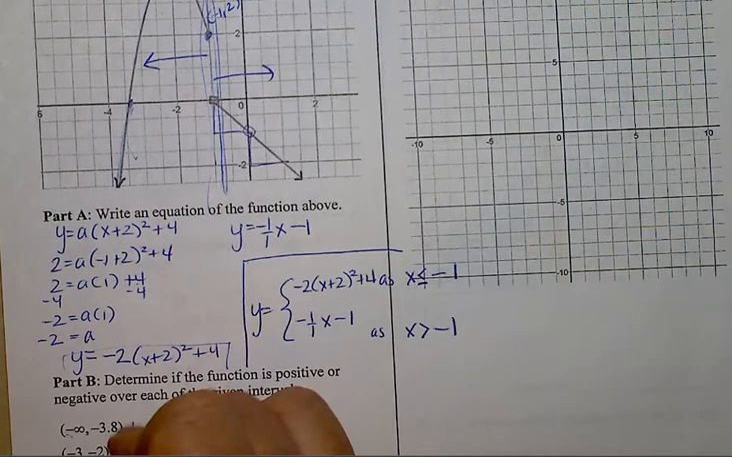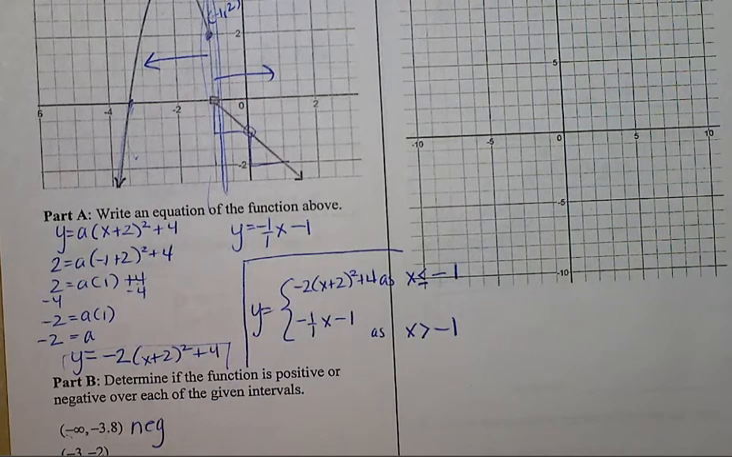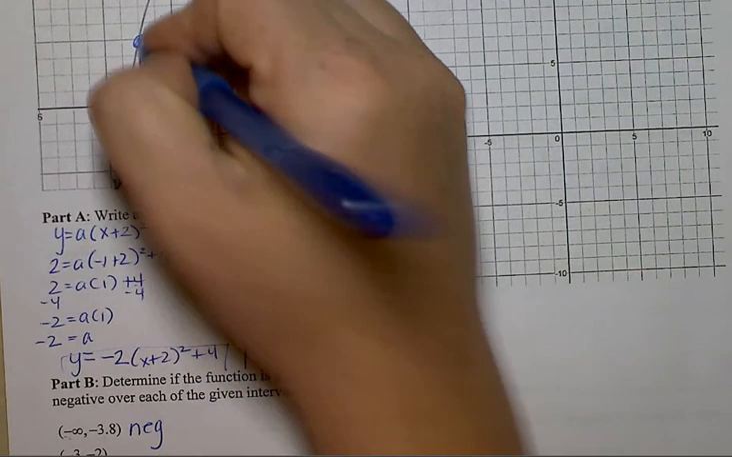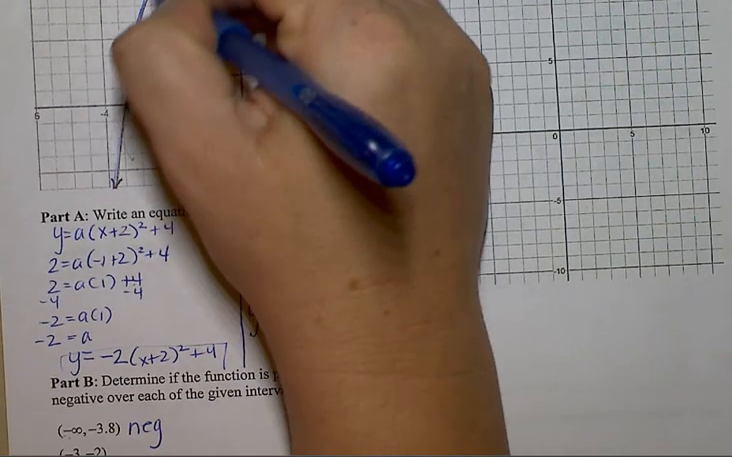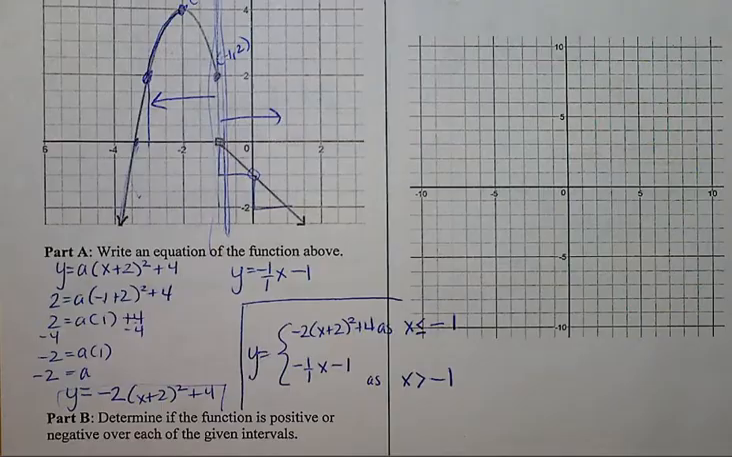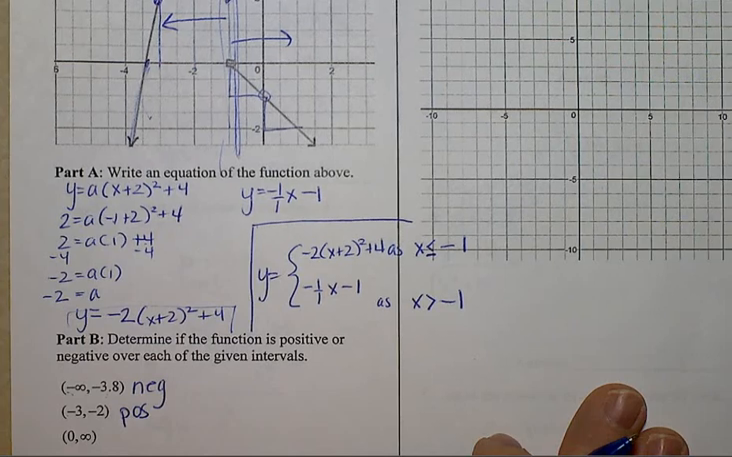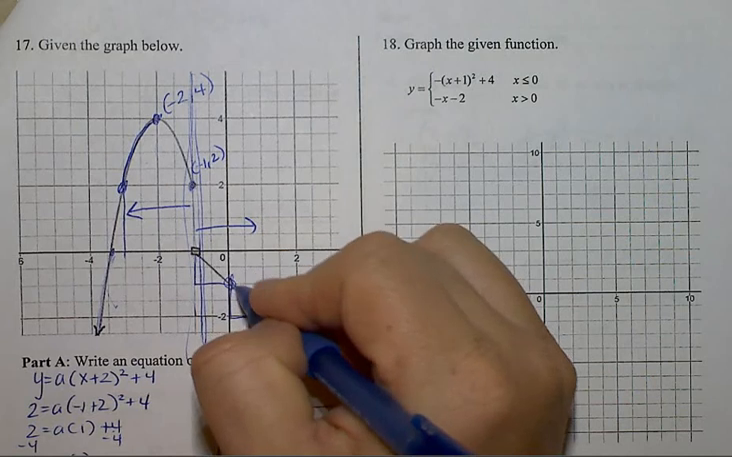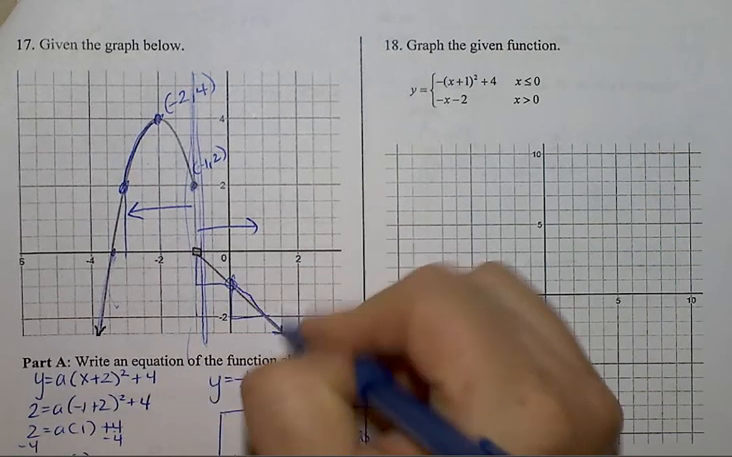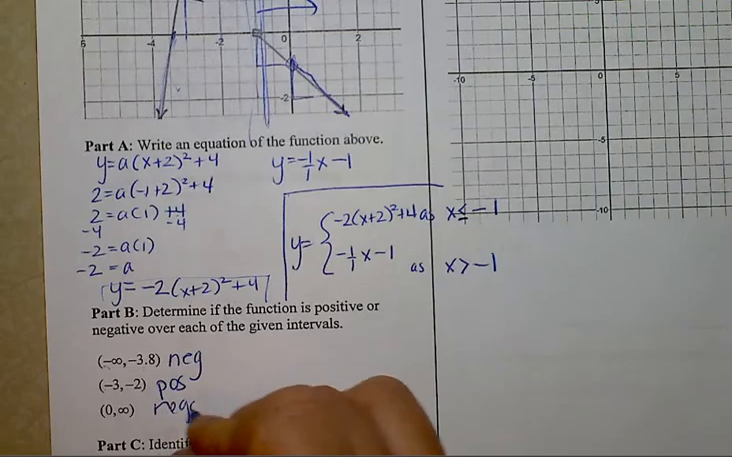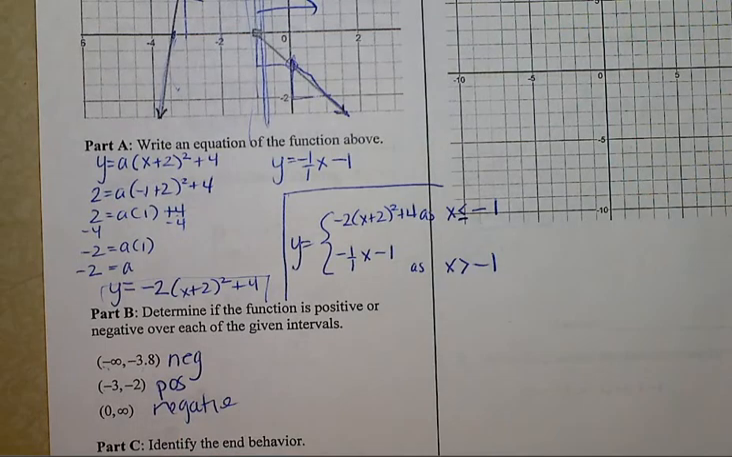I'm just going to abbreviate. -3 to -2. Here's -3. Here's -2. This would be a positive y value. It's above the x-axis. The last one is 0 to positive infinity. So from x equals 0 to positive infinity, this is below the x-axis, so this would be negative y values.